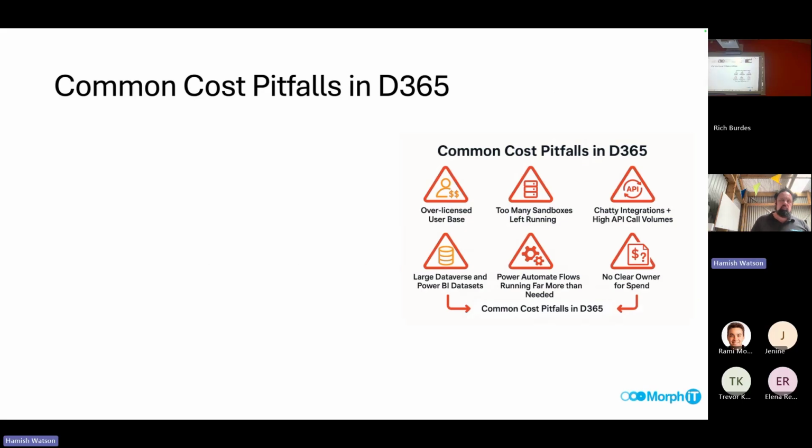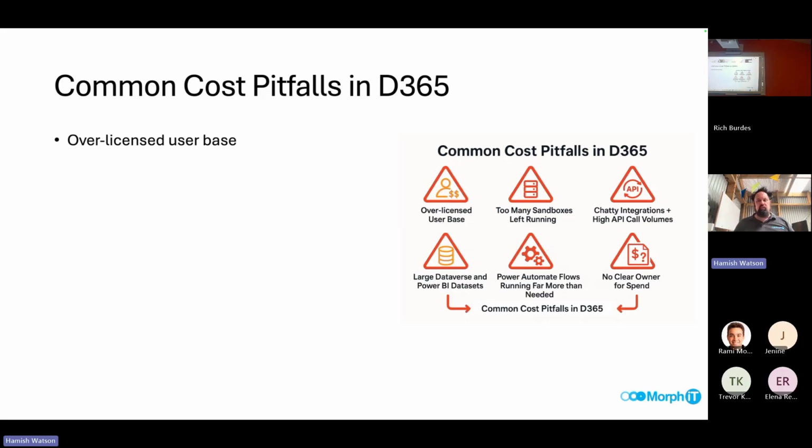When we talk about FinOps and D365, the very first step is shining a light on where the money quietly leaks out. Across dozens of D365 estates I've reviewed, finance and ops, customer engagement, and especially Dataverse and Power Platform, these cost pitfalls show up time and time again. And the first big one is over-licensed users.